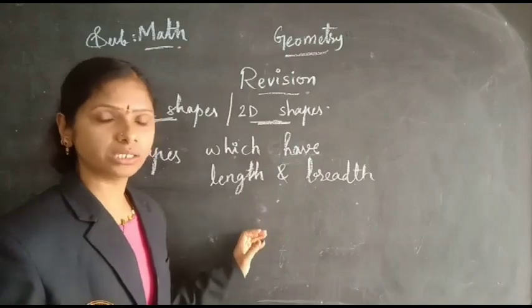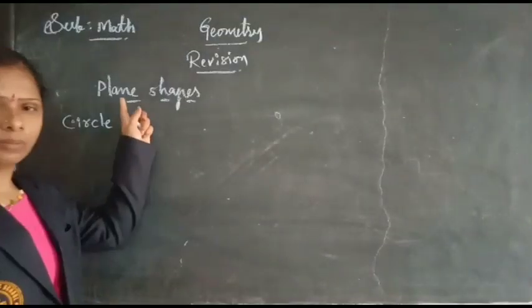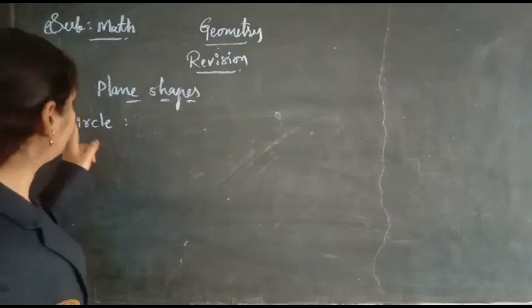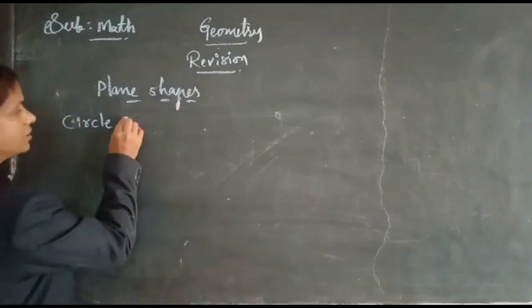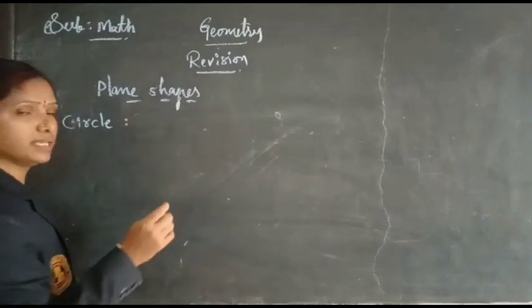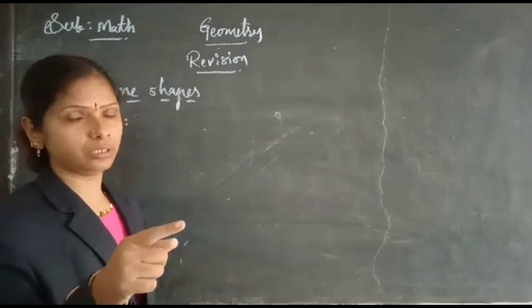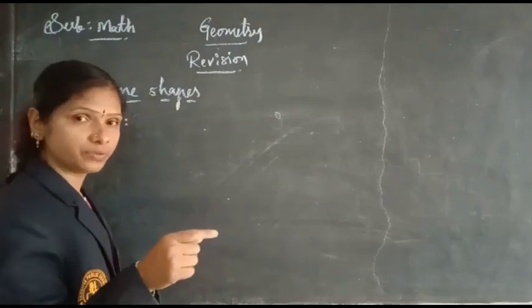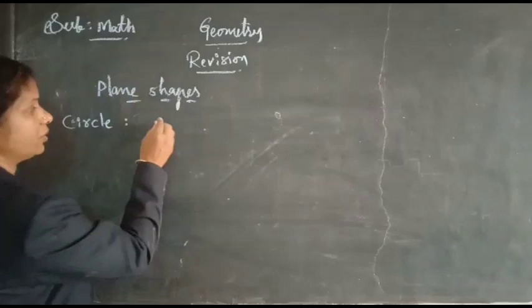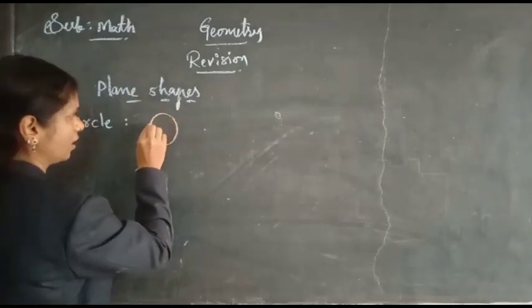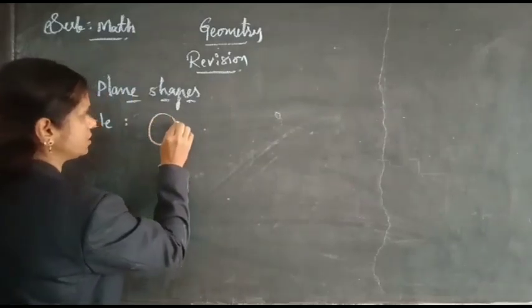Now we are going to learn some plane shapes. Come on, children, plane shapes I said. Now circle I am taking here. Circle is a closed figure with a rounded shape, children. A closed figure with a round shape. Come on, you can see here the circle. This is a circle, children.